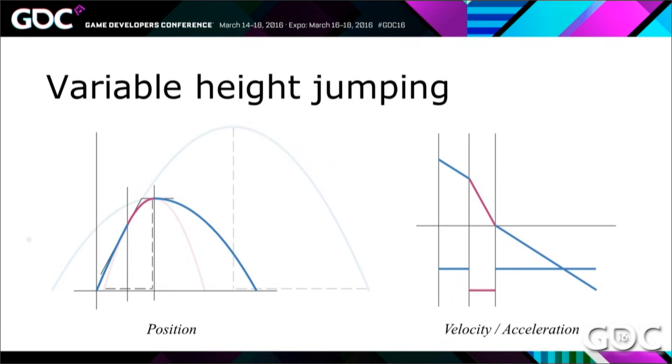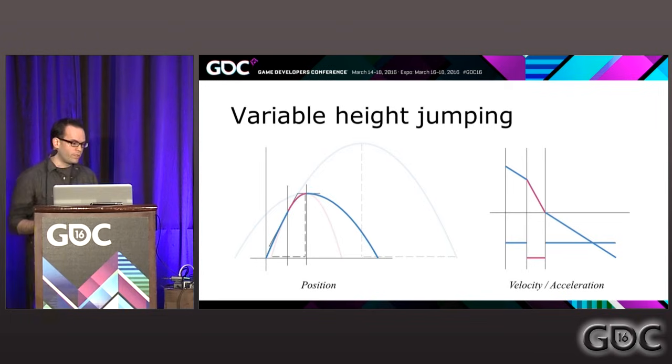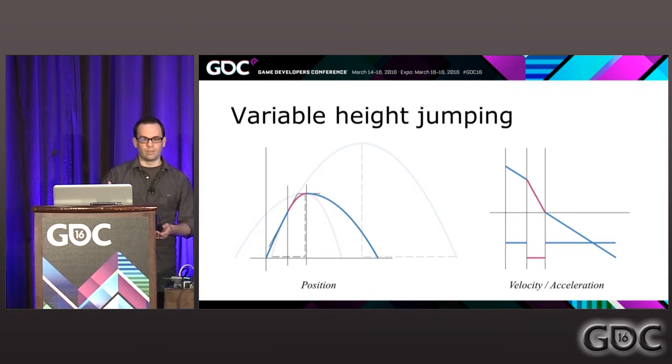Variable height jumping tends to be communicated to the player in terms of hold the button down longer to jump higher. But the way we would think about this in code is we would treat the maximum height that the player could ever reach as the default. That's where we get our initial velocity from. And if the player releases the jump button early, before they've reached the peak of the jump, we switch over to a heavier gravity value to reach the peak sooner.